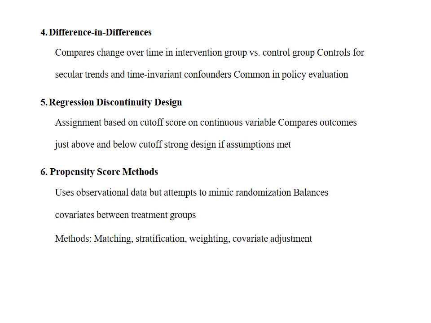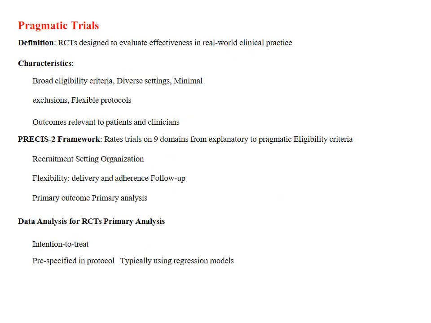Regression discontinuity design, assignment based on cutoff score or continuous variable, compares outcome just above and below cutoff, strong design if assumptions met. Propensity score method uses observational data but attempts to mimic randomization, balances covariates between treatment groups. Methods: matching, stratification, weighting, covariate adjustment. Pragmatic trials. An RCT designed to evaluate effectiveness in real-world clinical practice.